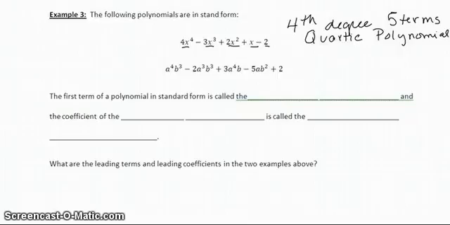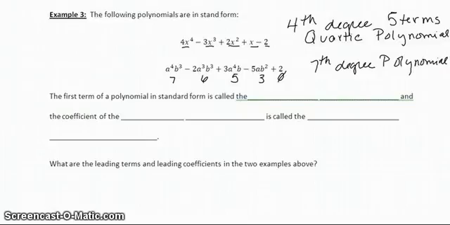Looking at my next example, 4 plus 3 is 7, 6, 5, 3, 0 for the degrees. And we don't have a special name once we get beyond 5th degree. So this is a 7th degree. And because I have 5 terms, once again, it is a polynomial.